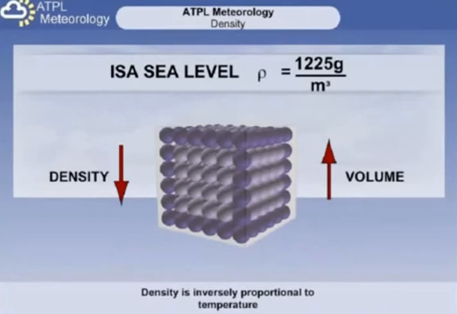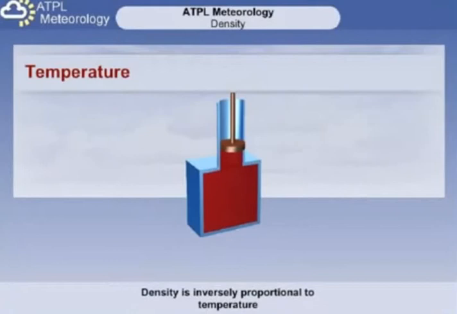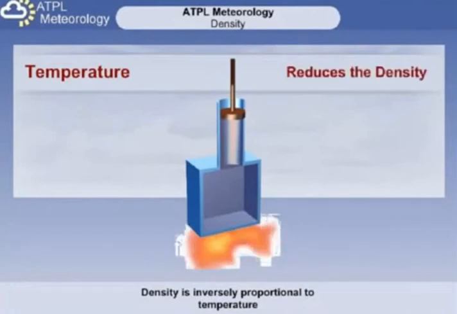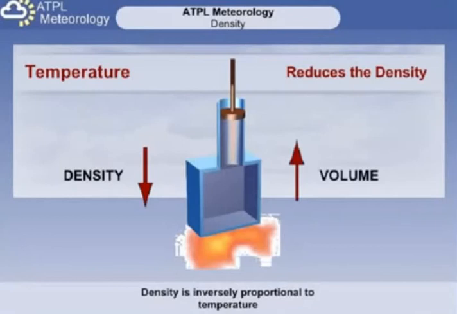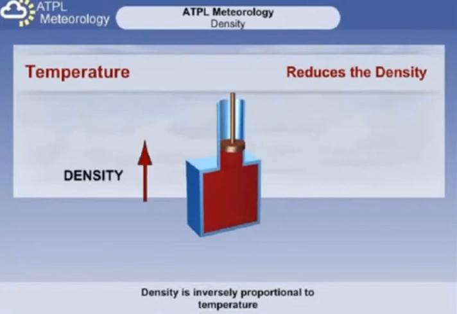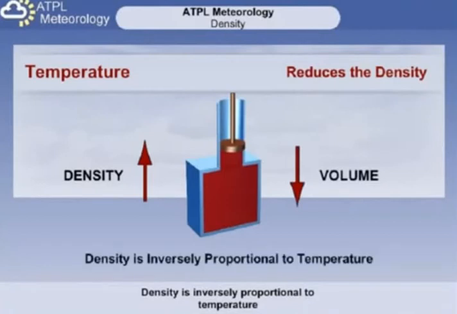The other main variable we mentioned that controls density is temperature. Looking at the diagram, we can see that as we heat a parcel of air, the particles get excited and cause the parcel to expand. This reduces the density. The mass is staying the same, but the volume of air is increasing. Conversely, if we cool the parcel down, it will shrink, and density will increase. Again, the mass is remaining the same, but we are reducing the volume. We can therefore say that density is inversely proportional to temperature.